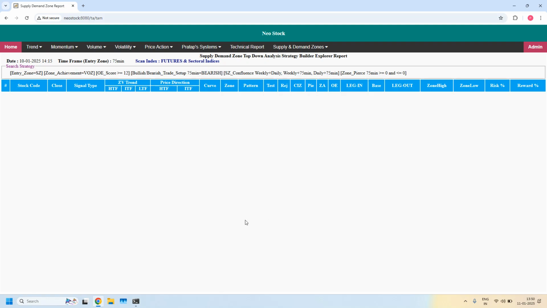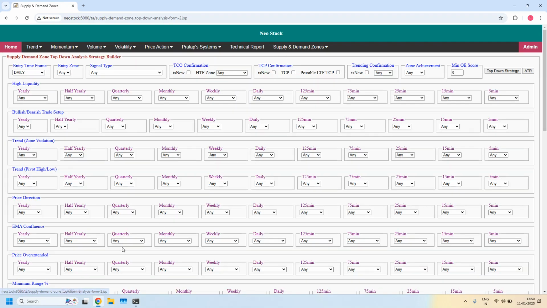So next, let us generate daily income trade reports. Bullish trade setup for daily income trade: entry time frame is 15 minutes, entry zone is a demand zone. In a bullish or bearish trade setup at a daily time frame, the 15 minutes time frame is the entry time frame, because for a daily income trade setup, it should be 15 minutes. So in 15 minutes I am selecting bullish.